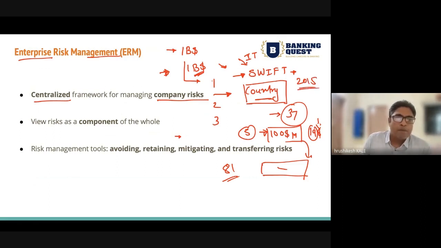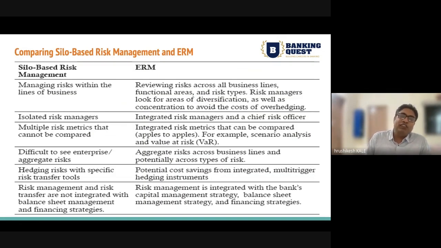Okay. So a centralized framework to manage the risk. View risk as a component of a whole. What are the risk management tools? Avoiding the risk, retaining the risk, mitigating and transferring the risk. We have seen all four types. Okay, so differentiation between silo-based risk management and ERM.